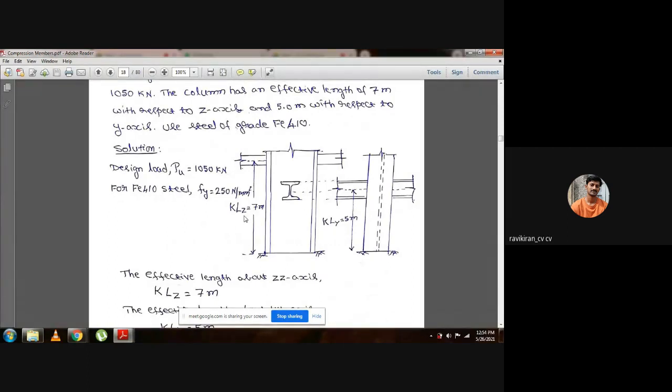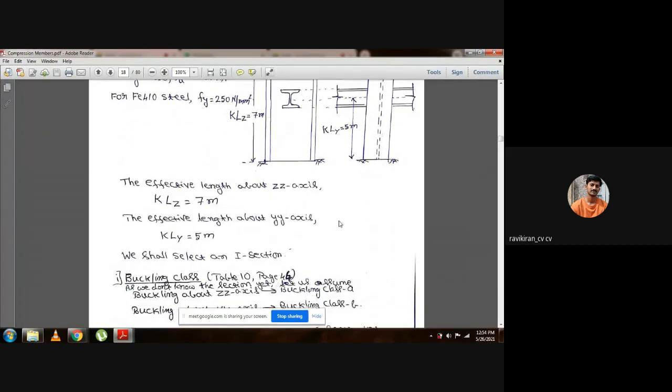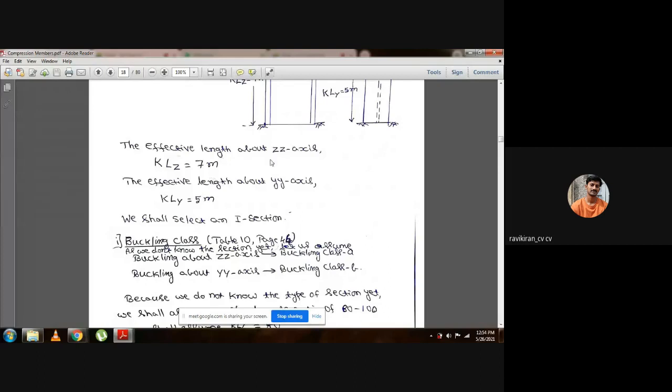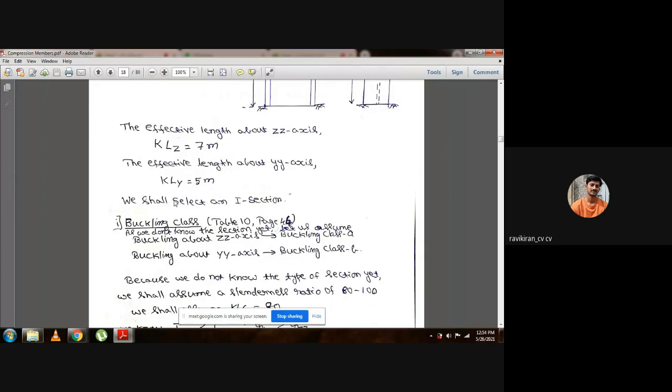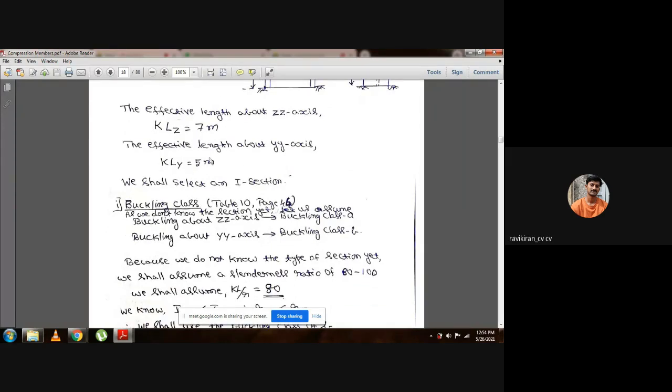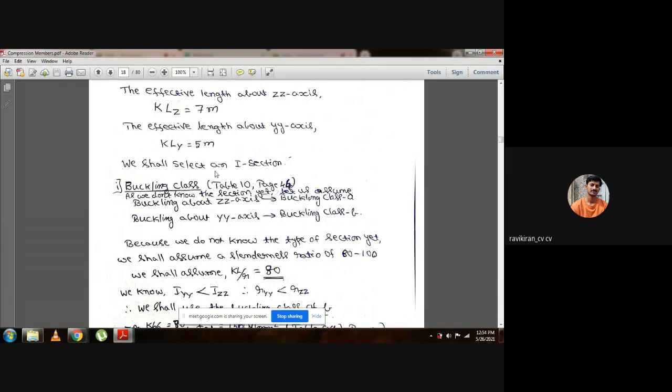This is in Z direction 7 meter, and in Y direction it is 5 meter height is given. The effective length about ZZ axis is KL, K is constant, L is effective length, but it is mentioned directly as effective length. So KL becomes as it is. Same way, effective length for YY axis is 5 meter. So we shall select a section.